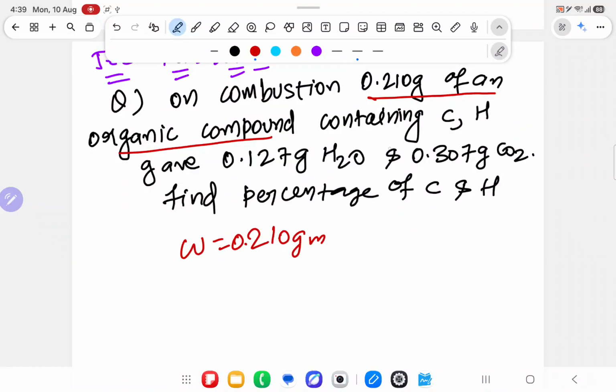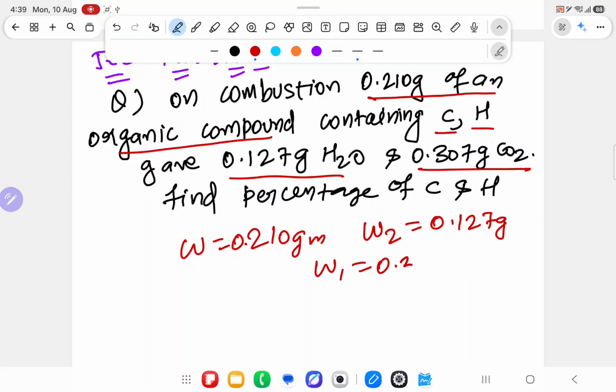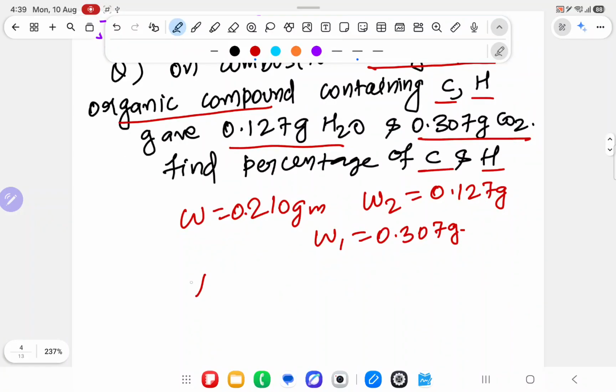0.210 gram. Carbon and hydrogen percentage is asked. The water is W2. I am taking all the time. You can take anything, but W2 gram. Carbon dioxide is W1, 0.307 gram. Now they are asking the percentage of carbon and hydrogen. Percentage of carbon, what formula will you use?